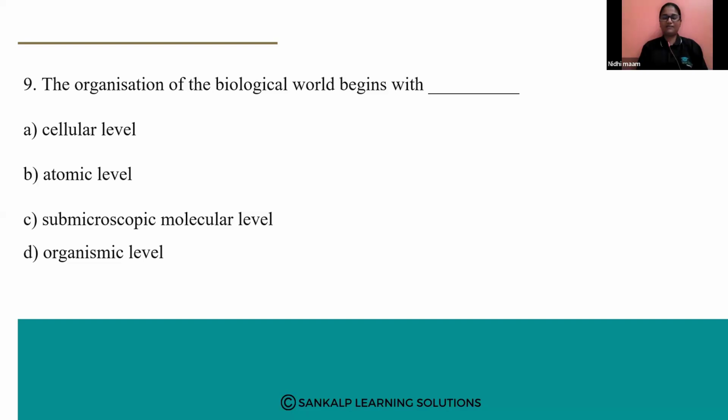Most of you answered it. We got varied kinds of options for this, A, D, C. Okay, let us check. The organization of the biological world begins with option C, the submicroscopic molecular level. Most of you voted for option A, cellular level, but we begin with the submicroscopic molecular level. Option C is the right answer.